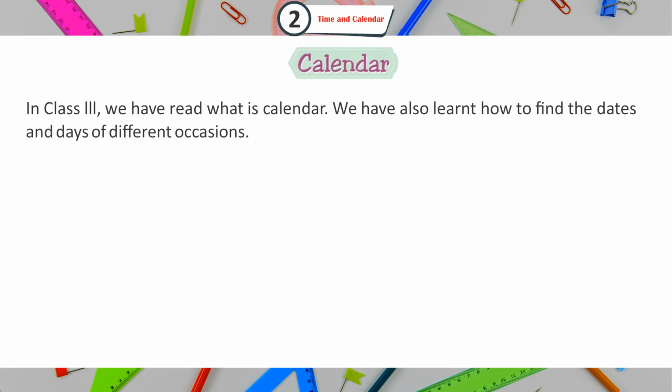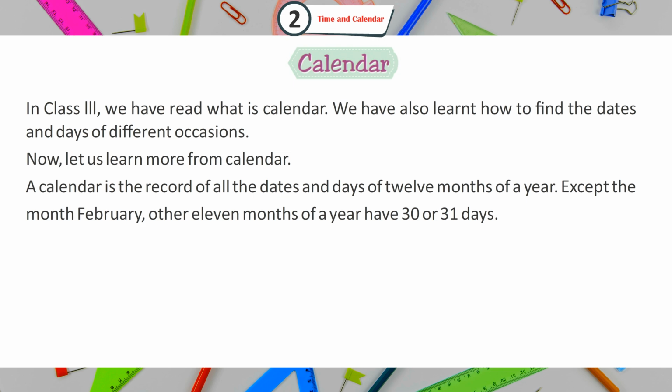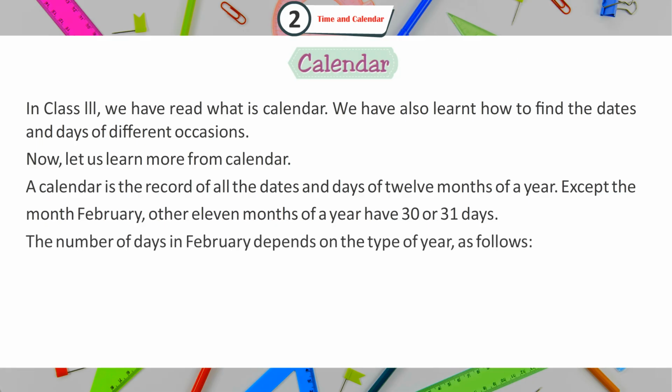Calendar. In class 3, we have read what is calendar. We have also learned how to find the dates and days of different occasions. Now let us learn more from calendar. A calendar is the record of all the dates and days of 12 months of a year. Except the month February, other 11 months of a year have 30 or 31 days. The number of days in February depends on the type of year as follows.